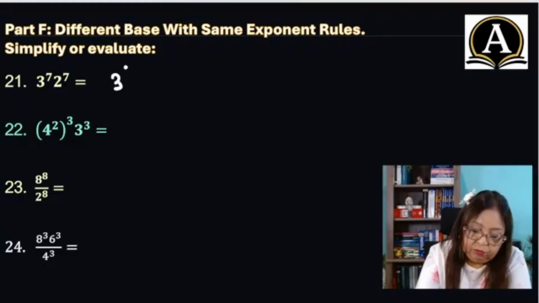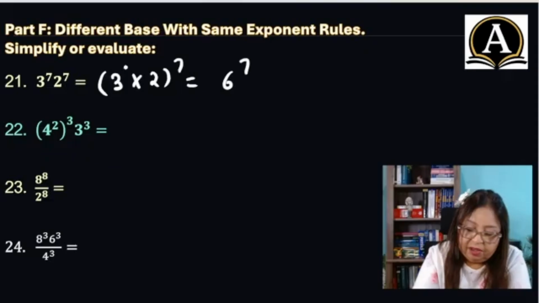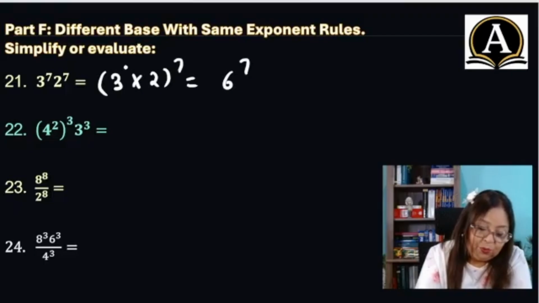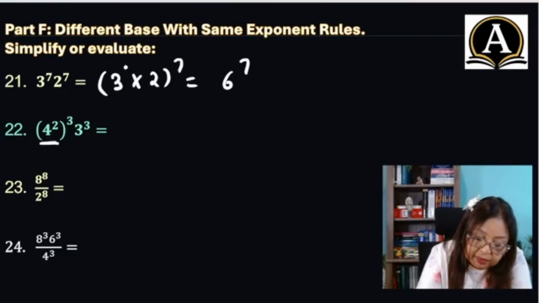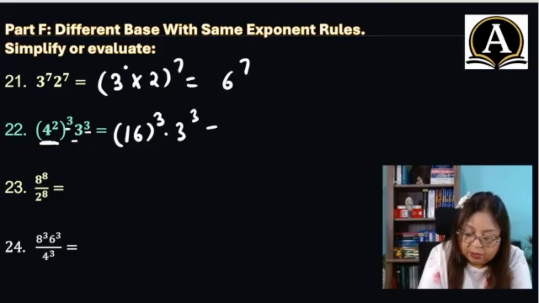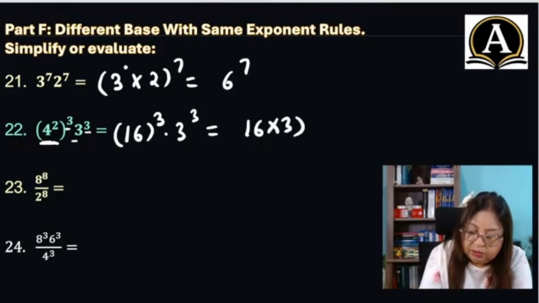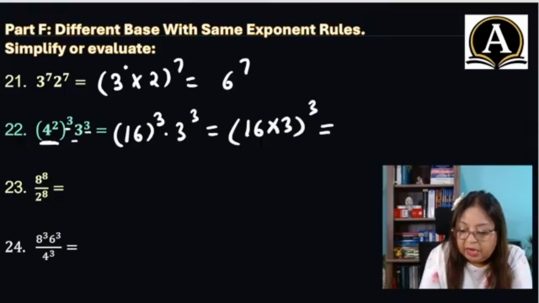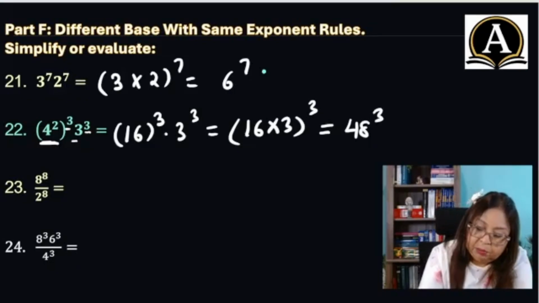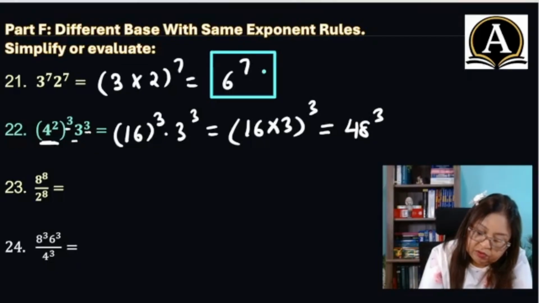Let's move on. So number 21 is 3 times 2 to the power 7, which is 6 to the power 7. Number 22. That's a bit tricky now. You have 4 squared, cubed, and 3 cubed. So 4 squared is 16. 16 cubed times 3 cubed. That is 16 times 3, cubed. 16 times 3 is 48. So it's 48 cubed. Let me put these answers in blue boxes.